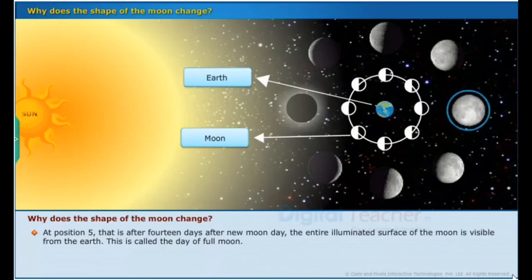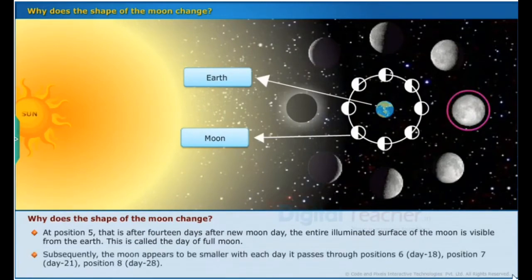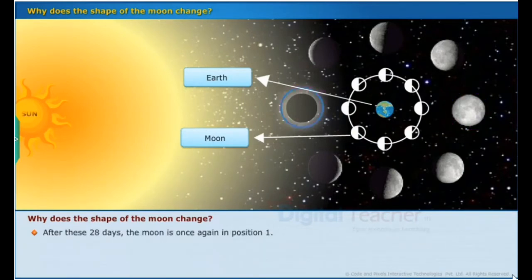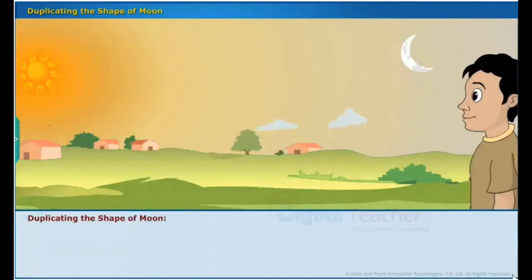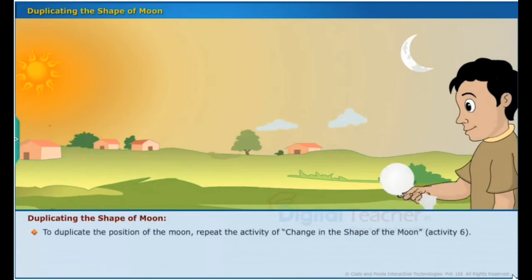Subsequently, the moon appears to be smaller with each day as it passes through positions 6, 7 and 8. After these 28 days, the moon is once again in position 1, duplicating the shape of the moon. To duplicate the position of the moon, repeat the activity of change in the shape of the moon.